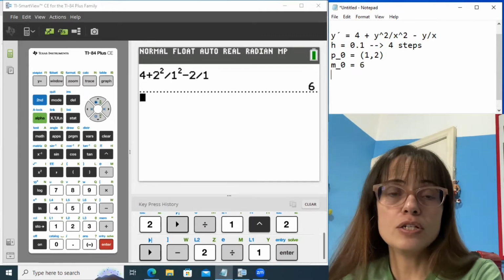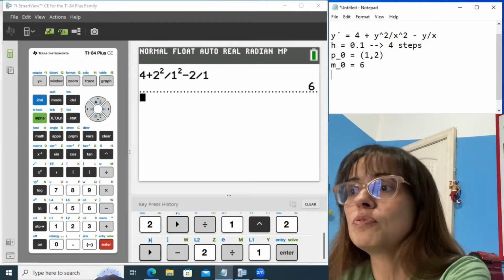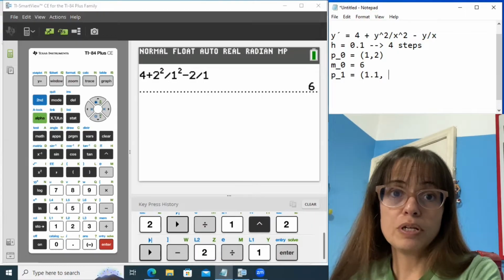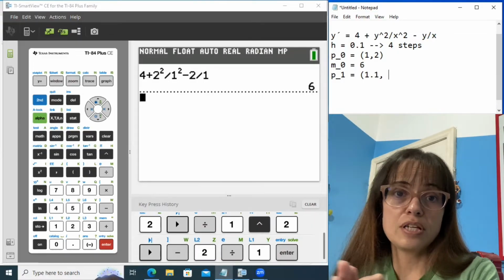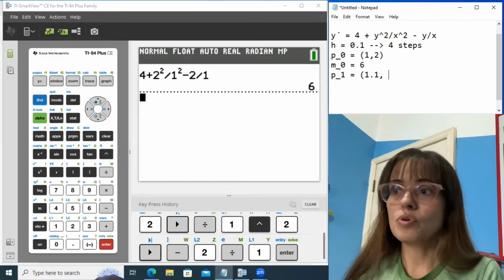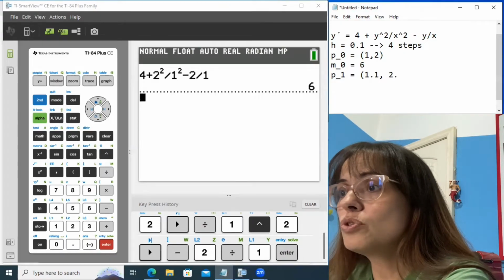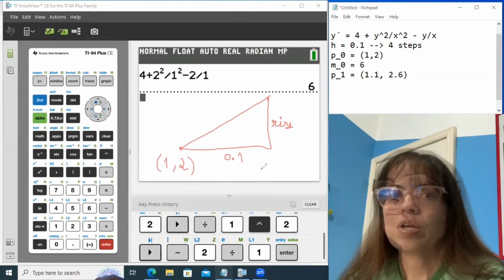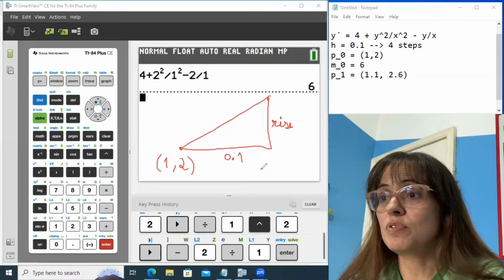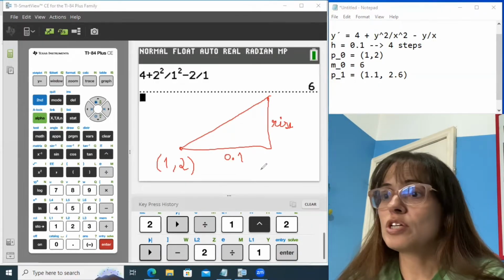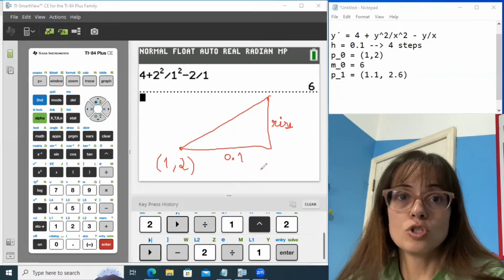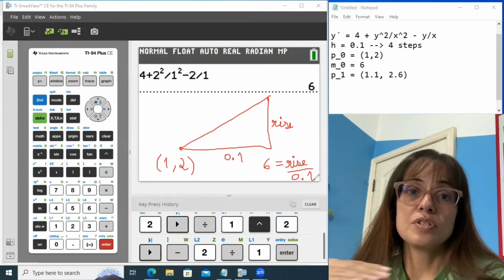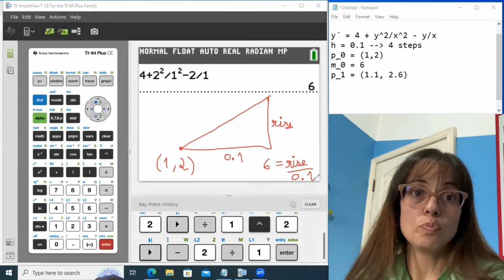So now I need to figure out the coordinates of the point P1. The x-coordinate is just 1.1 because we started at 1 and used the step size 0.1 to the right. And the y-coordinate is going to be 2.6. In this case, it was a simple calculation, but it is how I was describing it before. Slope equals rise over run. In this case, the slope is 6, so the rise is 0.6. And as we started at 2, now we move to 2.6.